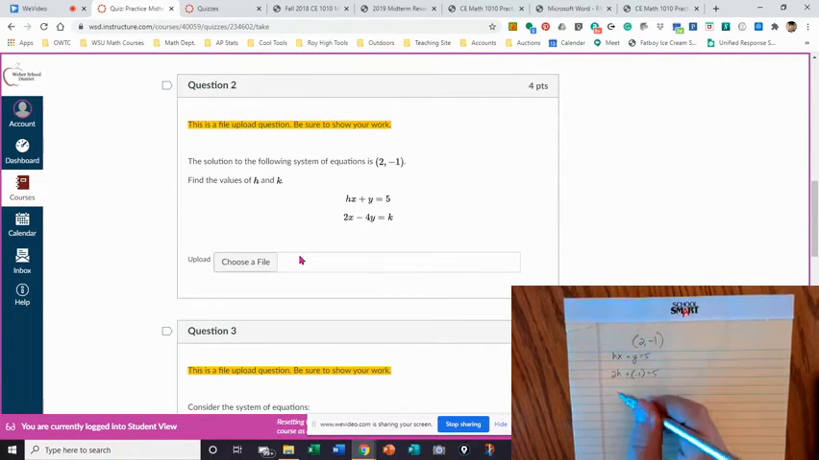If I solve that, plus a negative 1, that's a minus 1. So if I add 1 to each side, that will cancel, and I get 2h equals 6. So h, I can see, is 3.